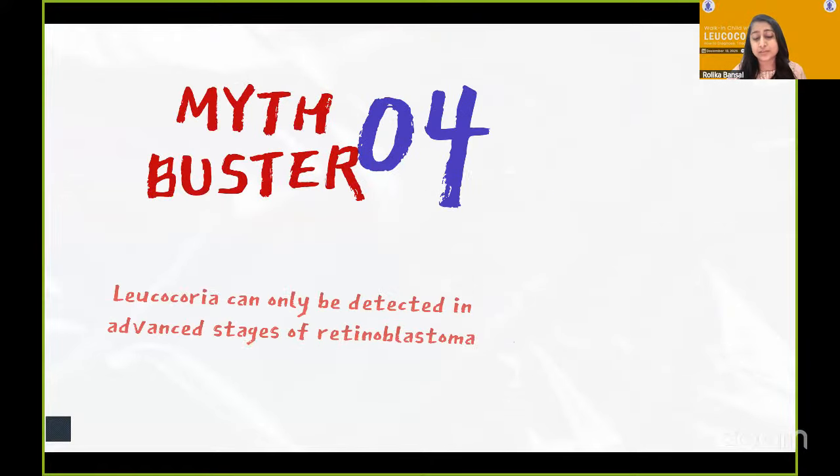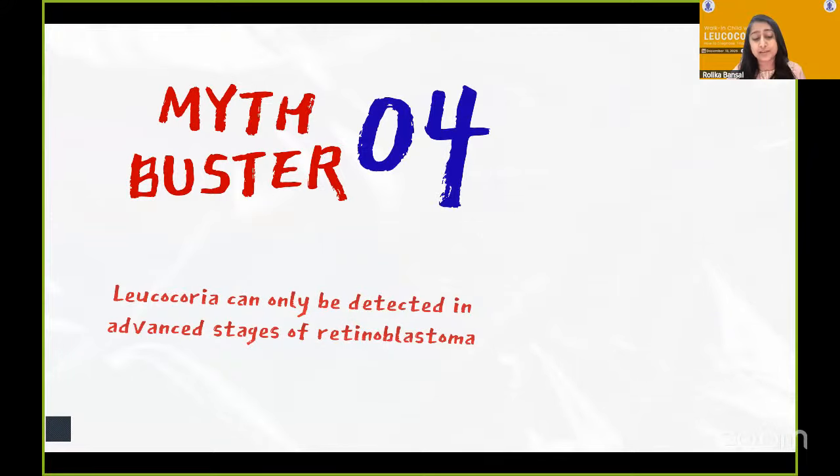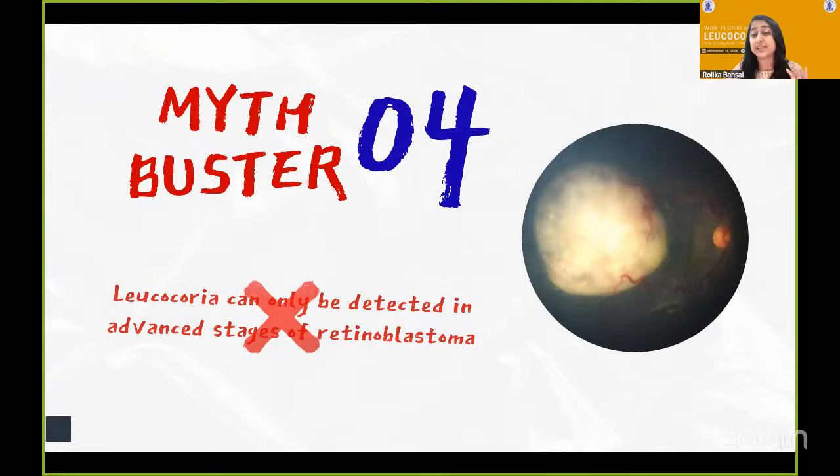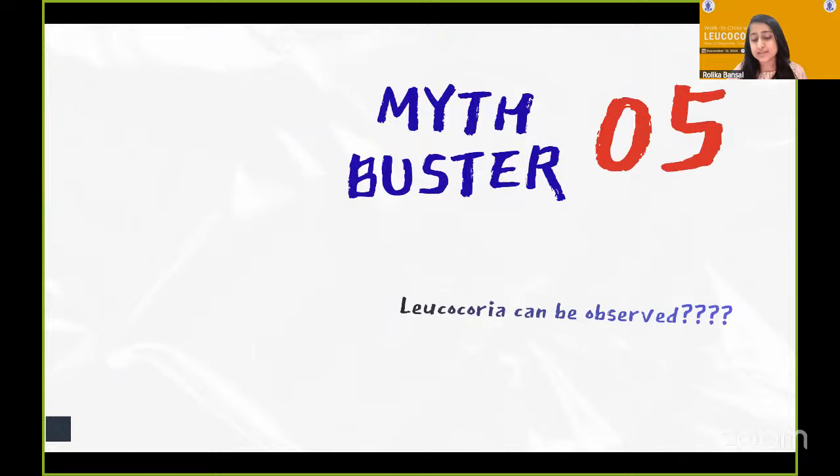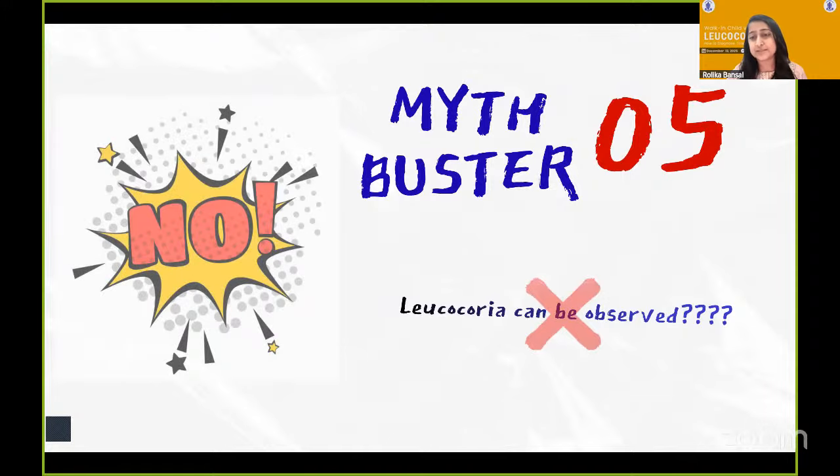The next myth is that leukocoria can only be detected in advanced stages of retinoblastoma. Even that's incorrect. This is a case of group B, seen in the macular region, and because it's in the macular region, that is why the leukocoria was evident. So it's all about where the location is. Sometimes even the ones in the periphery can be seen if they're of good enough size. Then the last myth is that leukocoria can be observed. An absolute no. And I thank the panel for making sure that everybody knows that.